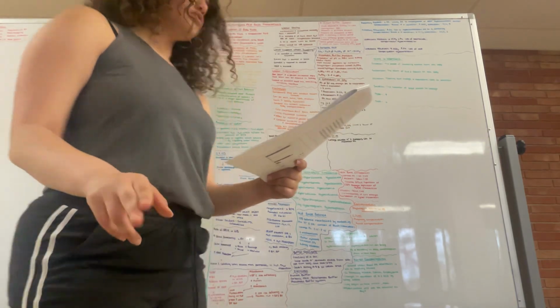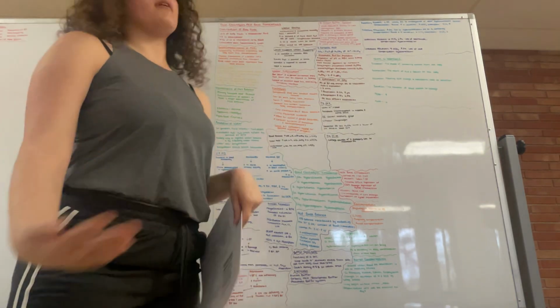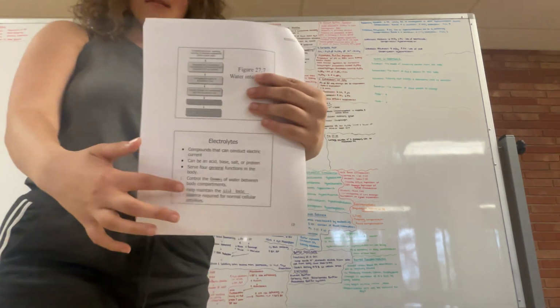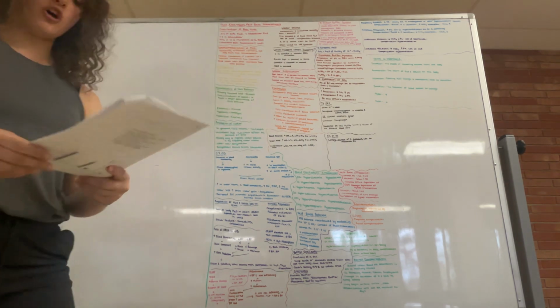Part 2 of fluids, water, electrolytes, acid, base, homeostasis. Okay, so we're starting from the electrolyte slide, all right? So you should be on that slide and you should know what an electrolyte is.